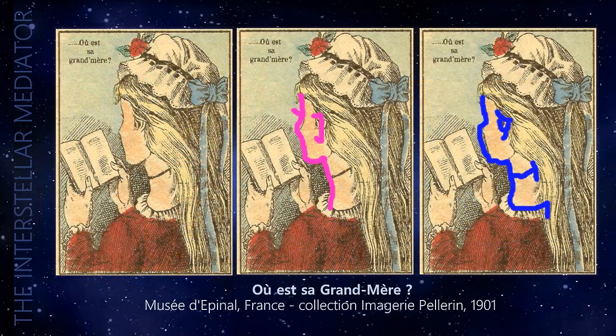Similarly, in this zincography entitled Where is our grandmother? Où est sa grand-mère? exhibited in the City Museum in Épinal, in France, in the Pellerin collection, dating from 1901, you have to change your perspective to be able to see the grandmother. When watching these videos, you change your perspective to look at your reality from a different angle. You begin to perceive the aspects of this reality that didn't make sense and you previously missed, much like in the case of the skull in Holbein's work.